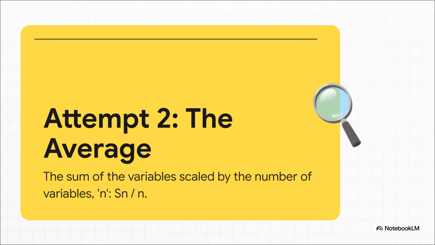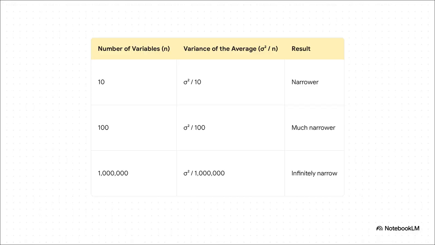Okay, attempt 1 was a bust. Maybe we went too extreme. So what if we try to rein it in? Instead of the raw sum, let's look at the average. We'll just divide our sum by n. The average, that's got to be more stable, right? Well, now we have the exact opposite problem.